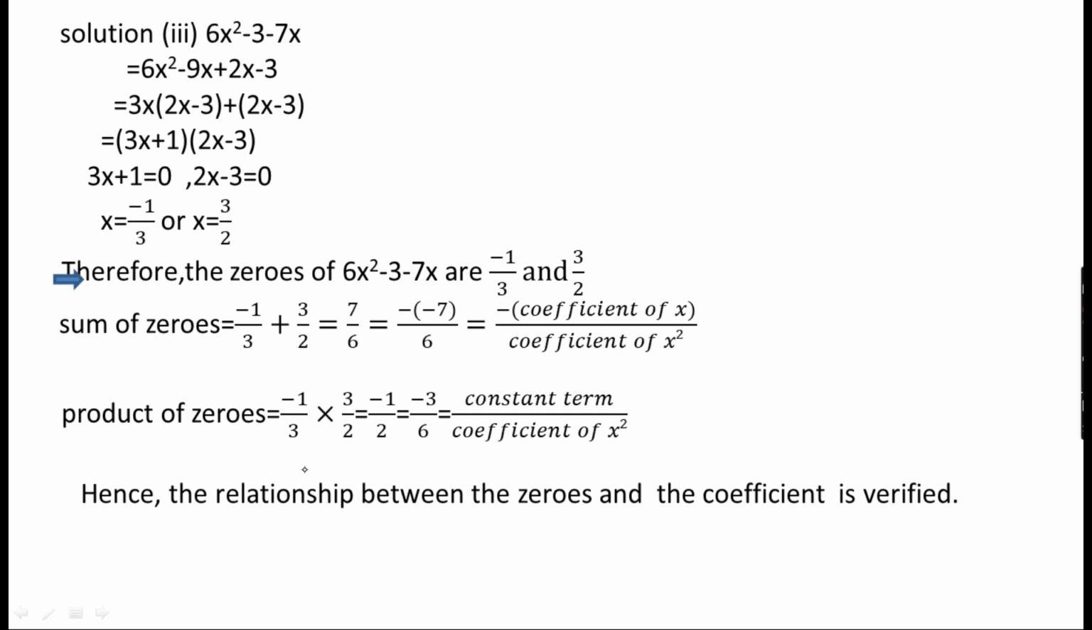Now, let's come to the part 3 of this question. 6x square minus 3 minus 7x. So, we can write this as like this also.